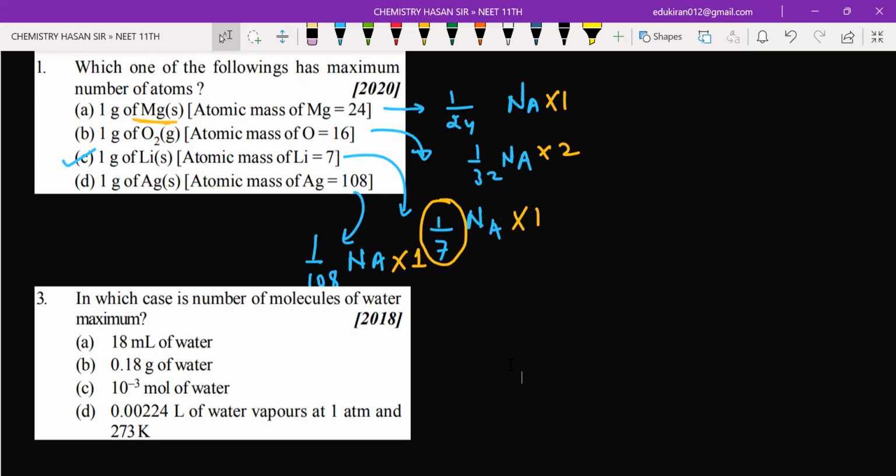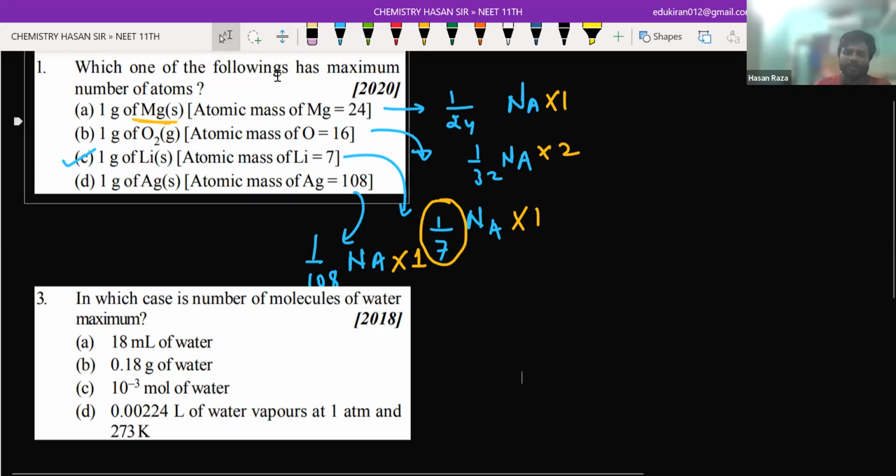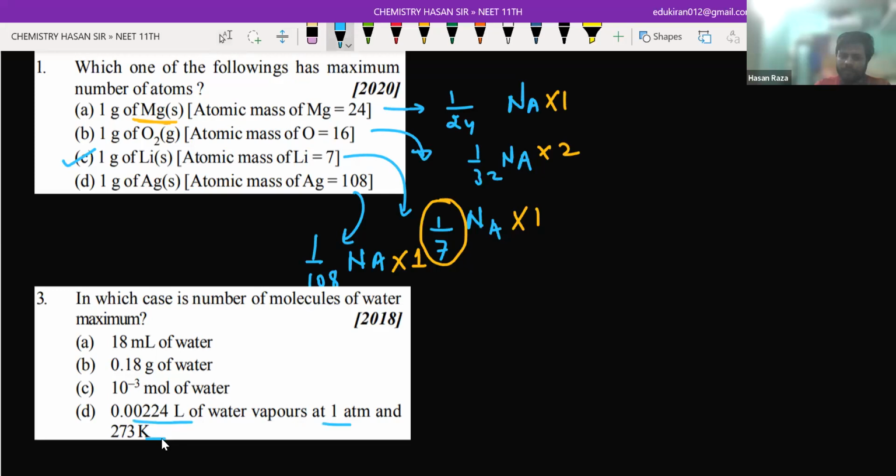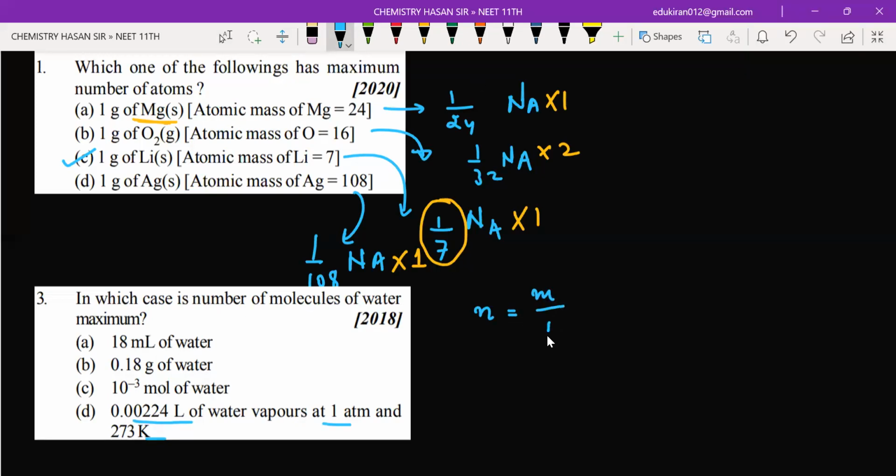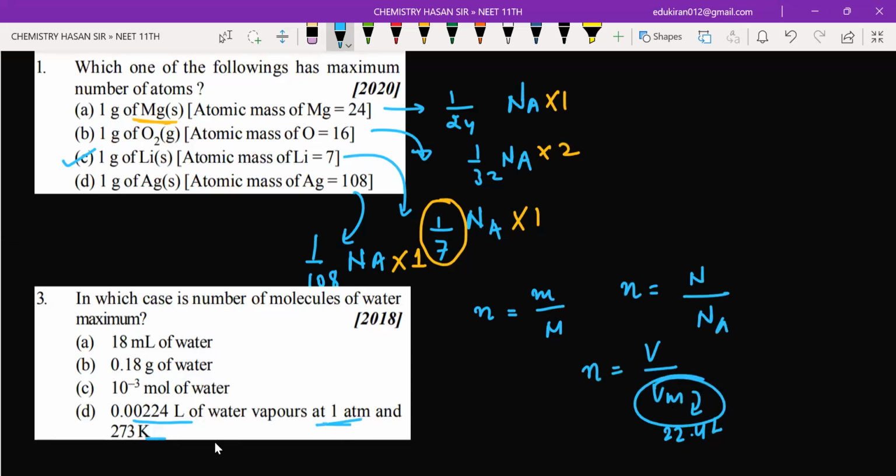So what does the last option mean? The last option gives the volume of water at STP, 1 atm and temperature 0 degree centigrade. Number of moles has three formulas: given mass upon molar mass; given number of particles upon Avogadro number; and given volume upon molar volume, that is 22.4 liter. This volume is used at STP, 1 atm and 273 Kelvin. Got it? Yes, sir.